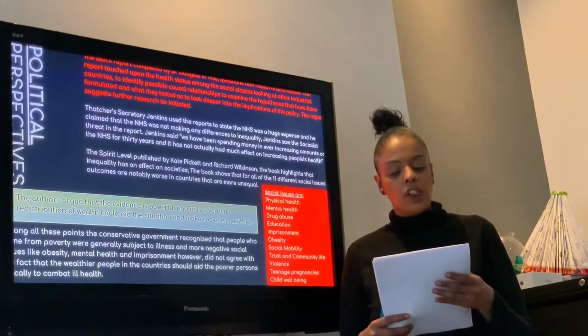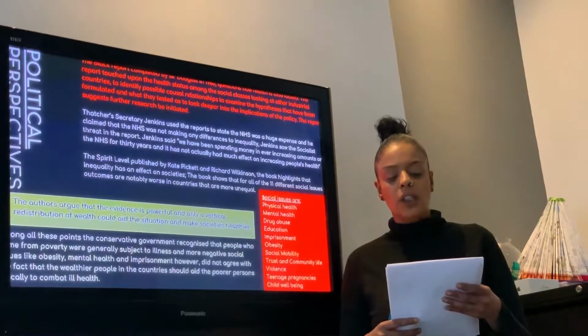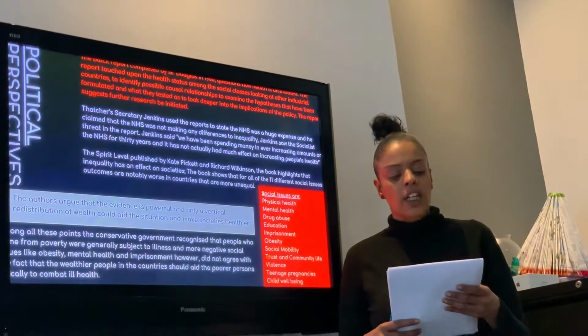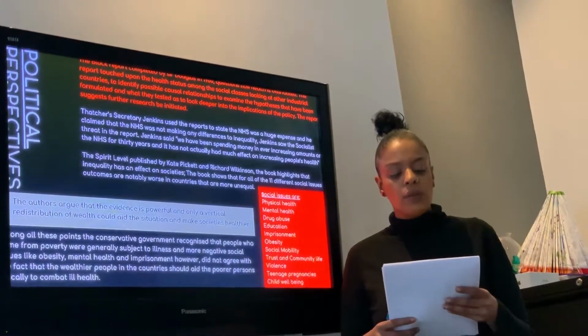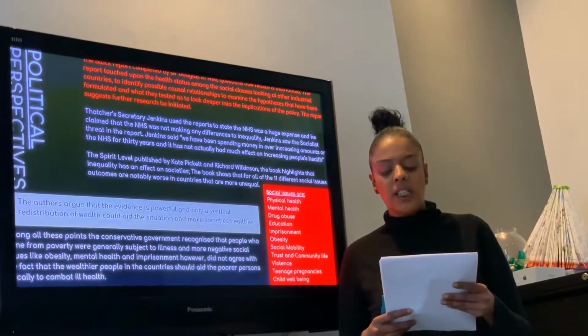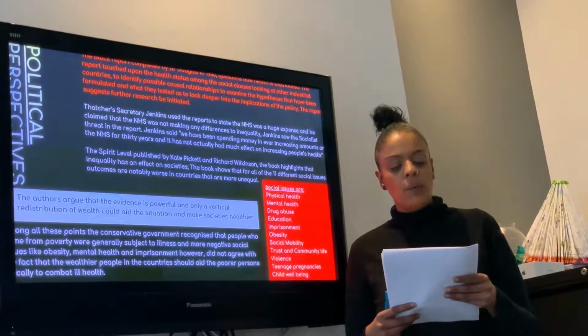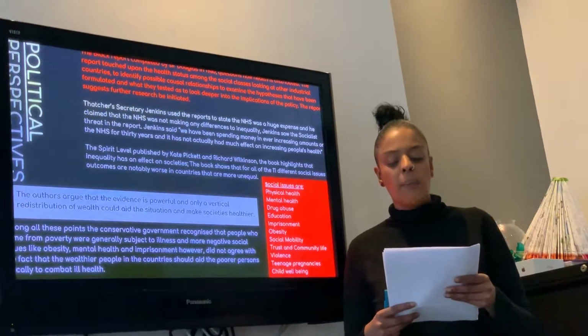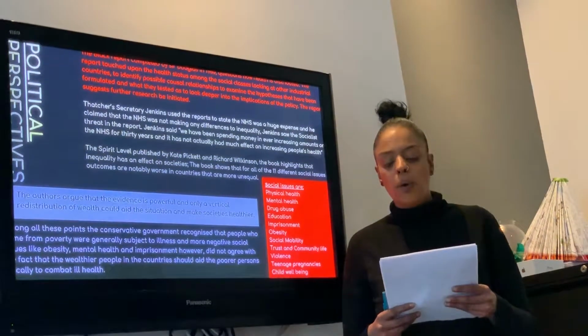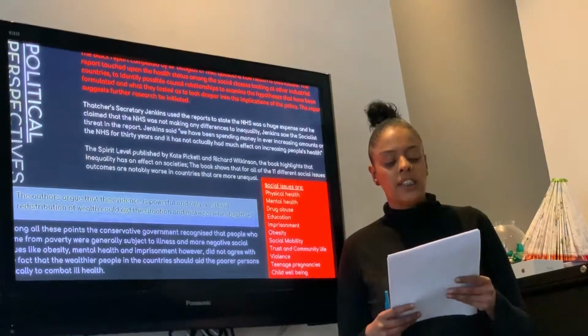The Black Report touched upon the health status among the social classes, looking at other industrial countries to identify possible causal relationships, to examine the hypothesis that has been formulated and what they tested, as well as to look deeper into the implications of the policy. The report suggests further research be initiated.